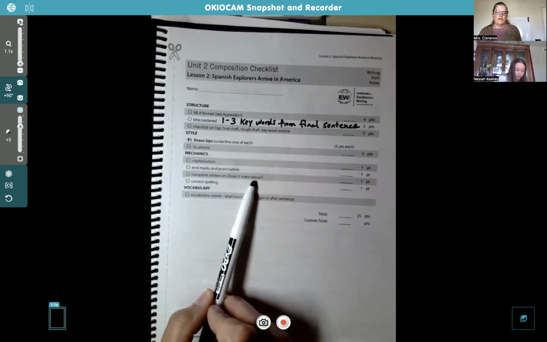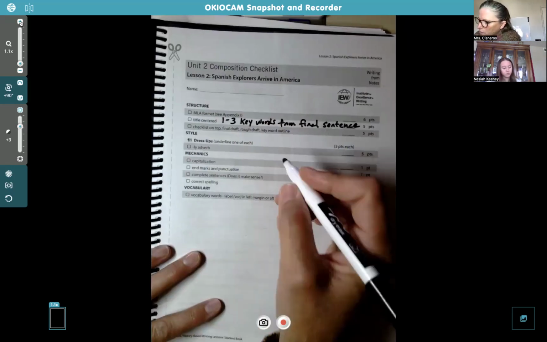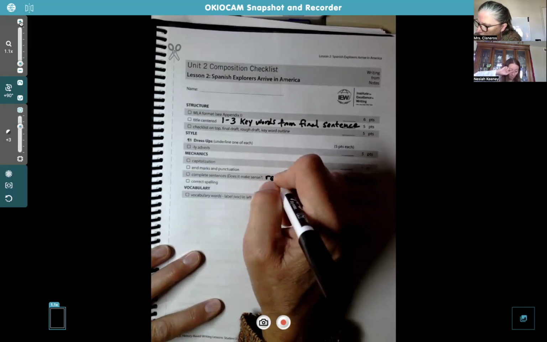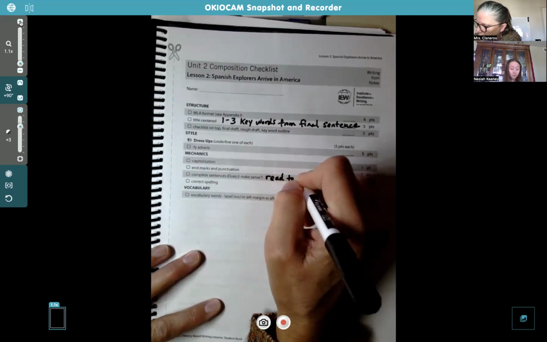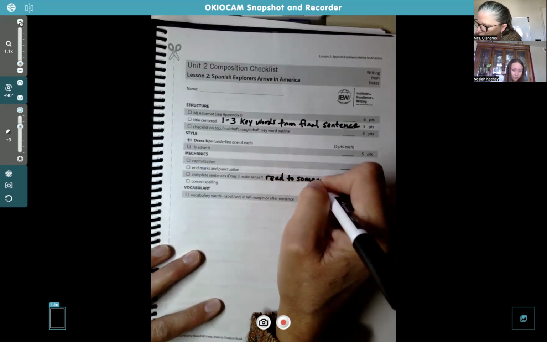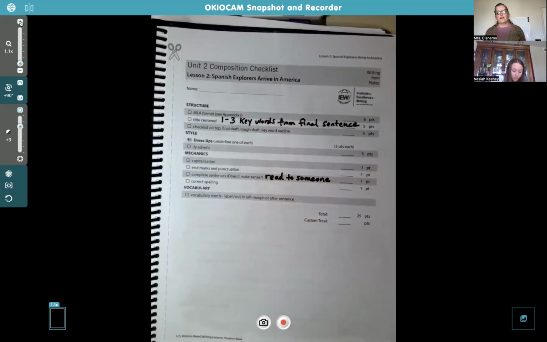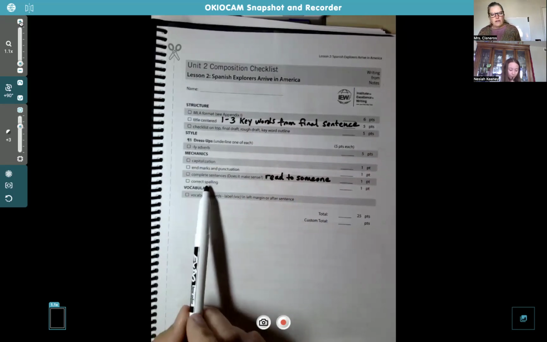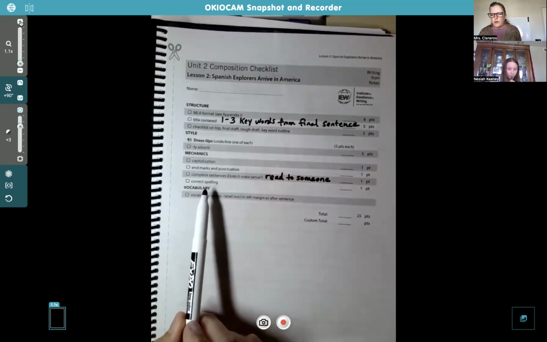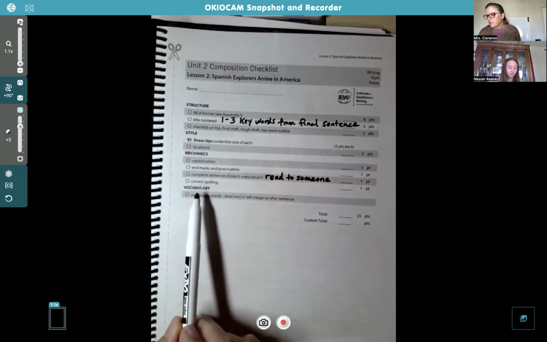And this is the one that, go ahead and write in that spot, read to someone. So it helps to read it out loud to someone. That way you can tell if it makes sense. Because sometimes when we're writing and our brain is working, we forget little words like the or of. And that way, when you read it out loud, you'd be like, I got to fix that. And correct spelling, just do your best on spelling. You're a pretty good speller, so I don't think you have an issue there.